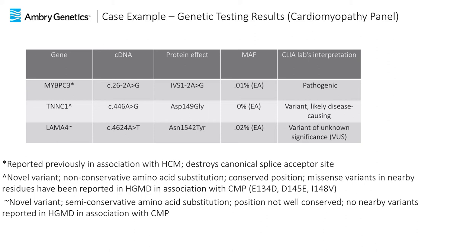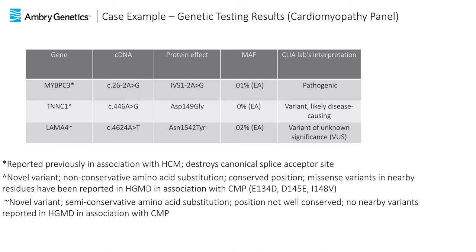Also included in this table are the DNA change, the effect on the actual protein, the minor allele frequency, or MAF, which shows data from different population databases about how frequent this variant may be, or if it has been seen at all in different population databases that have undergone extensive DNA sequencing. This data is helpful as the more rare the variant, the higher likelihood we think it may indeed be pathogenic or disease associated. Finally, in the last column, you can see the CLIA lab's interpretation of the variation.